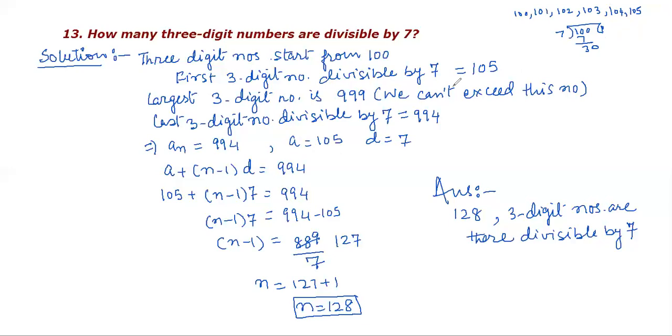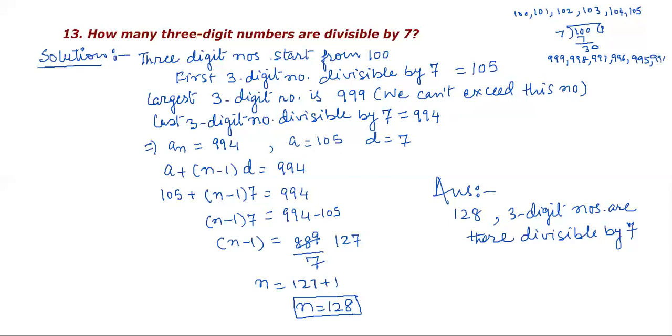Now we have to check which is the last number divisible by 7. So the largest 3-digit number is 999. We cannot exceed it because then it will become a 4-digit number. 1000 will be a 4-digit number. So this 3-digit number we cannot exceed. That means we have to decrease. So start decreasing from 999. 999 is not divisible. Then check 998, then check 997, then check 996. And you will find that 994 is divisible by 7.